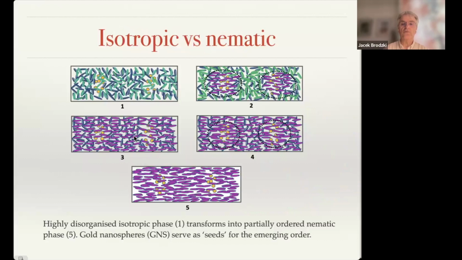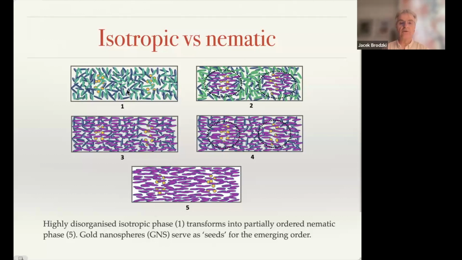Okay, so two words to introduce here. There are isotropic and nematic phases. So isotropic is highly disorganized, as it says in this panel 1. And nematic is highly organized.